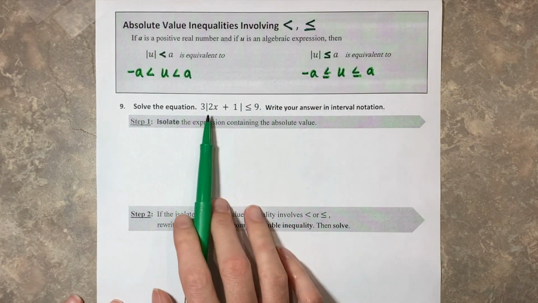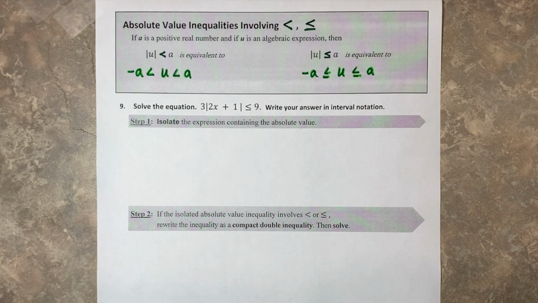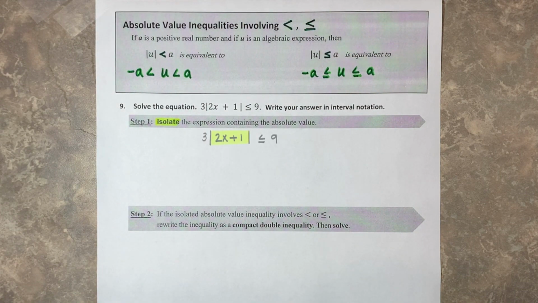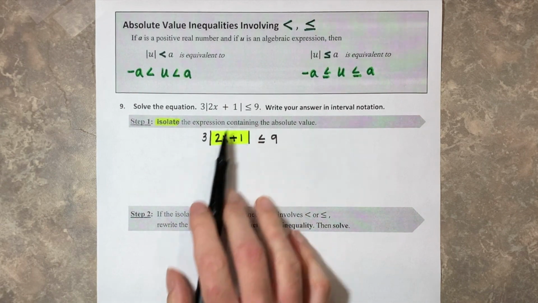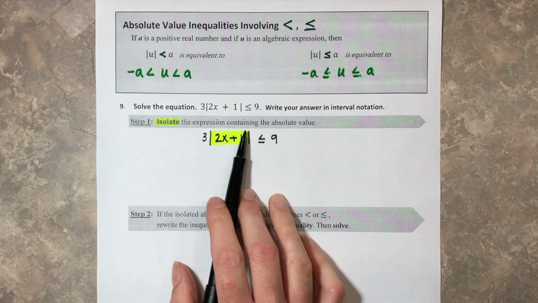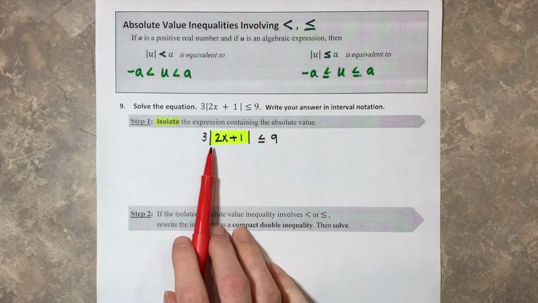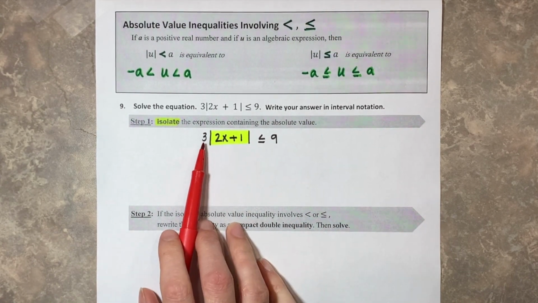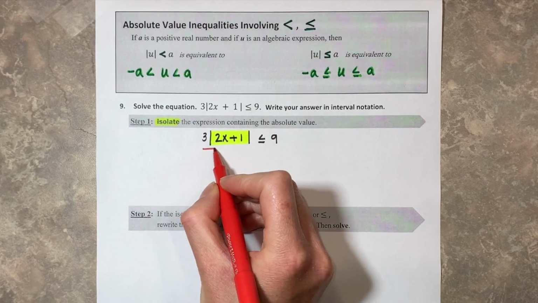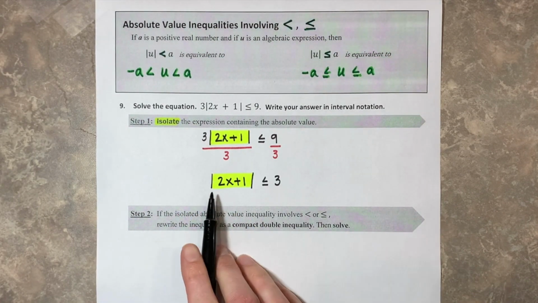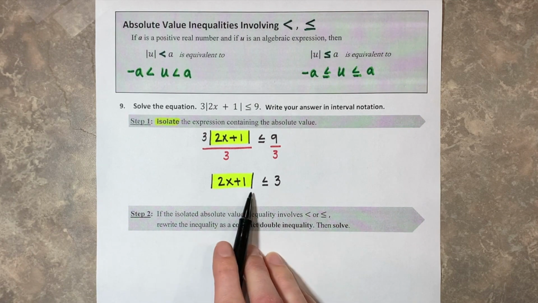So let's take a look at an example here. With any absolute value equation or inequality, the first step is we need to isolate our absolute value expression. So I've started by copying down this original inequality, and I've highlighted this absolute value expression, which is what we want to isolate. To isolate this absolute value expression, we just need to get rid of this 3. So let's divide by 3. And now we have our absolute value expression isolated.